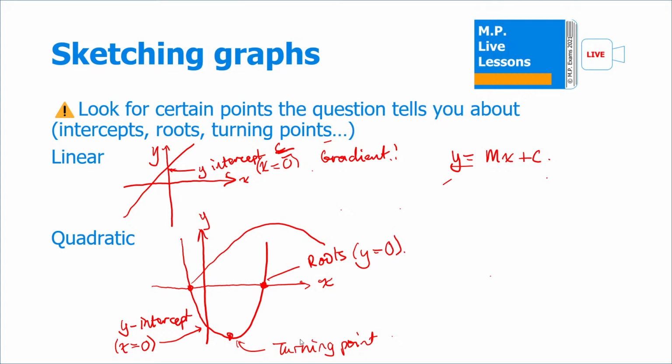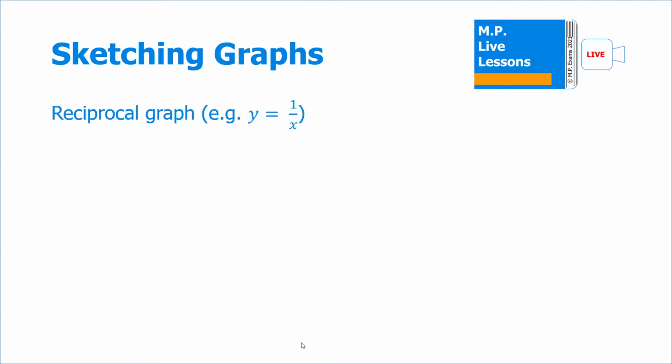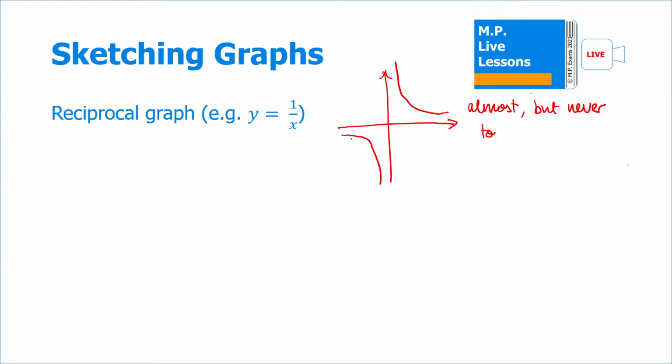Some other graphs you may need to recognize and sketch are the reciprocal graphs, which look like this. They basically never, almost touch the axis, because you can't have x equal to 0 or y equal to 0.